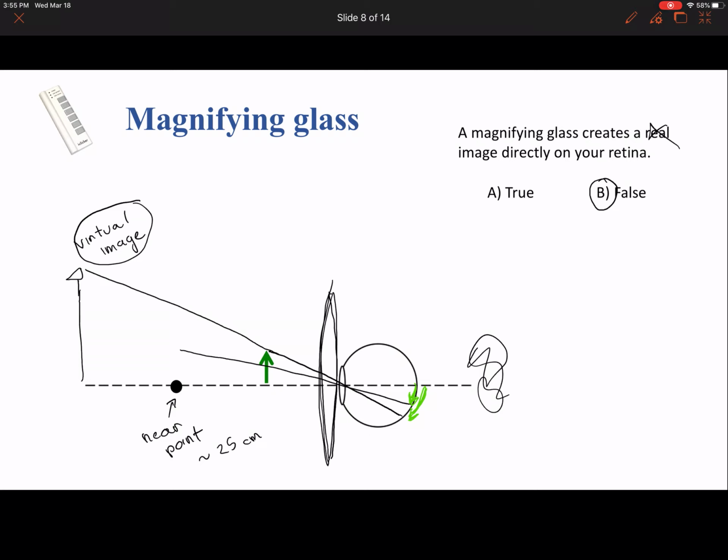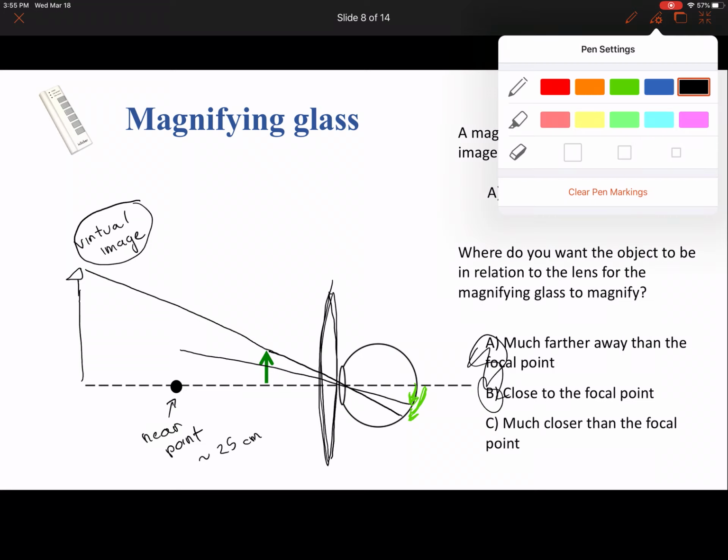We'll talk about this next time. This is how glasses work, or contact lenses. They are not creating real images. You're creating virtual images. You look through these things to see the image actually on the same side as the object, which is the thing that you're trying to look at. So the magnifying glass does not create a real image. It creates a virtual image, which then your eye can focus on. Second question.